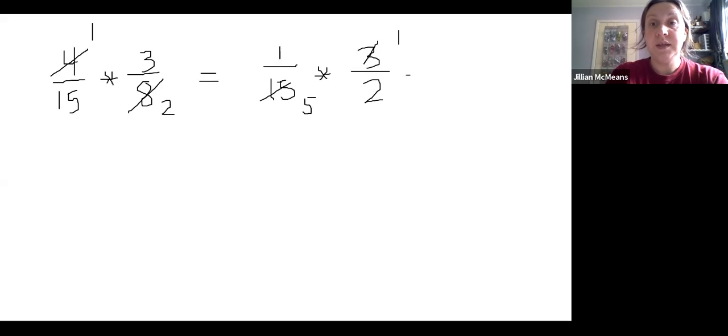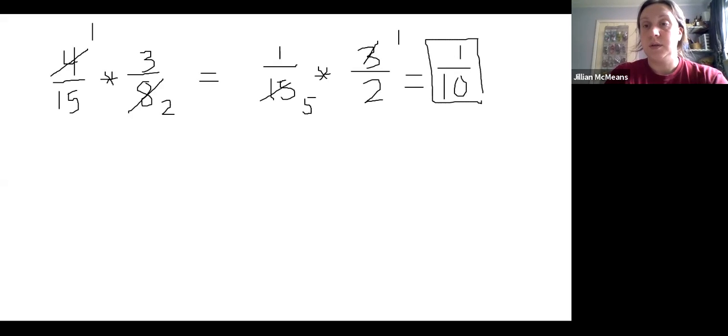And then I'm going to clean this up. Okay, my numerators, if I look here, I multiply and I get 1 times 1. My denominators are now 5 and 2. So 5 times 2 is 10. So the product of 4/15 times 3/8 is 1/10. Okay? Well, let's try another one.